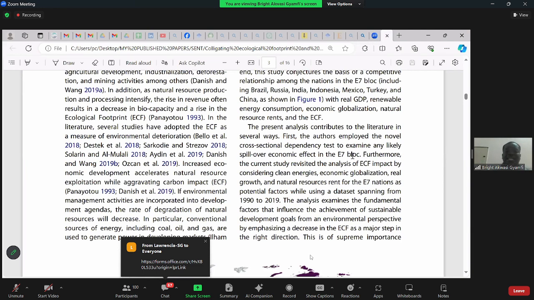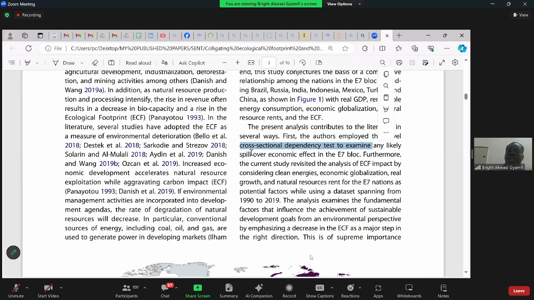Because from the analysis, we saw that most people did not use the cross-sectional dependency test. So as we want to bring a novel thing into the literature, we introduce that we are doing a cross-sectional dependency test. Furthermore, the current study revisited the analysis of EFC, ecological footprint impact, by considering clean energy, economic globalization, rare growth, and natural resources rent for E7 as potential factors, whilst using a data span from 1990 to 2029.